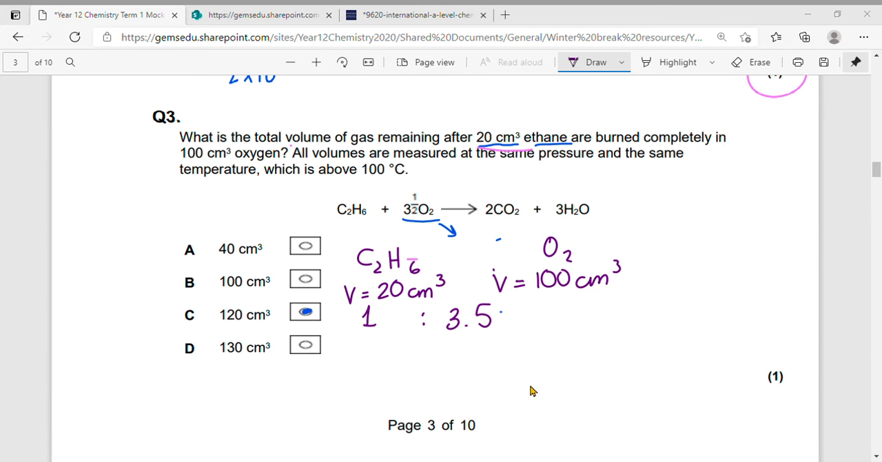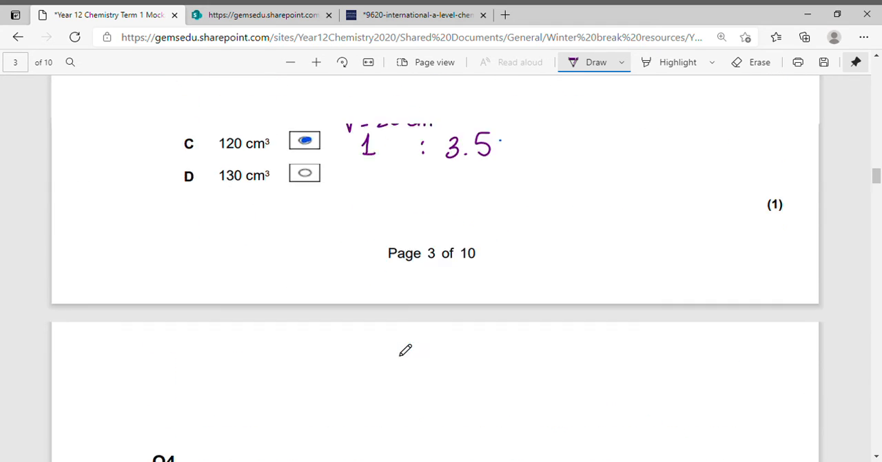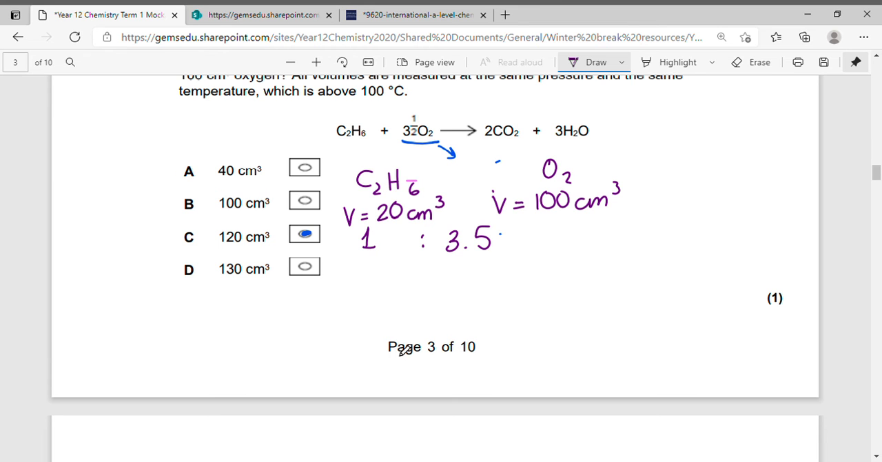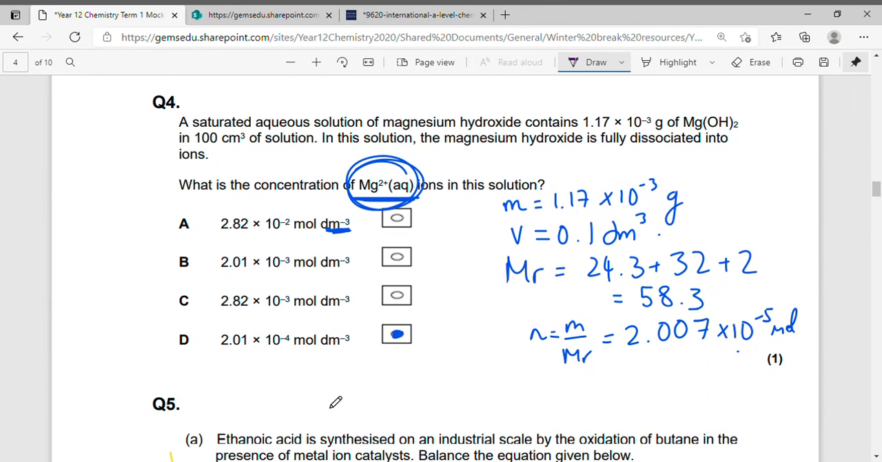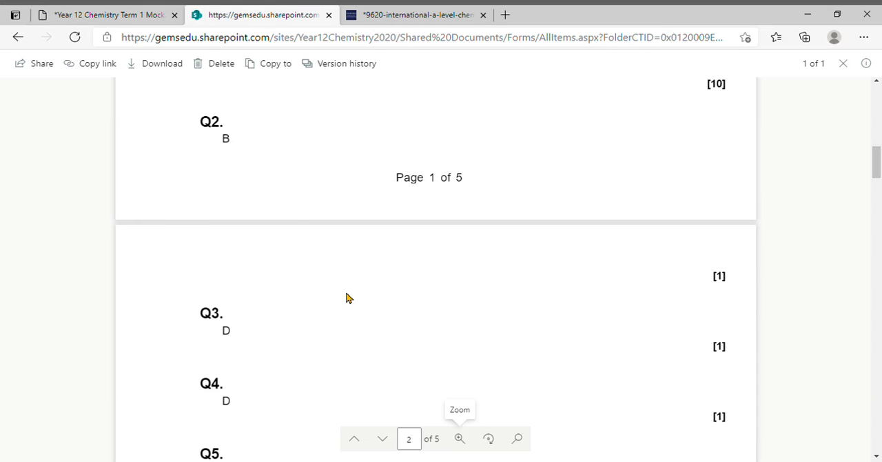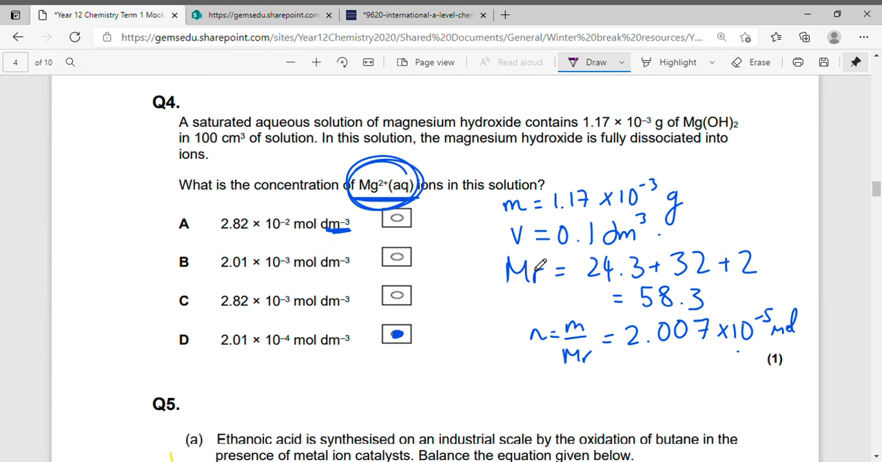Alright, so let's just carry on, but I know that that 1 mark is gone, unfortunately. So let's carry on. It's question 4D. Yes, it is. Excellent.